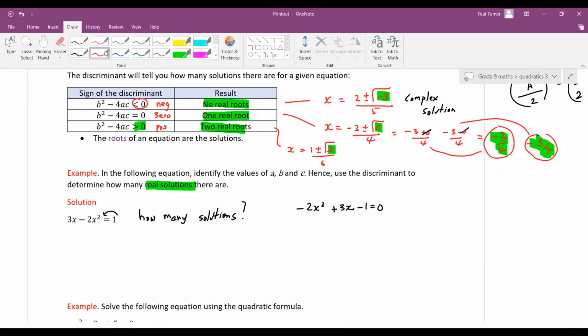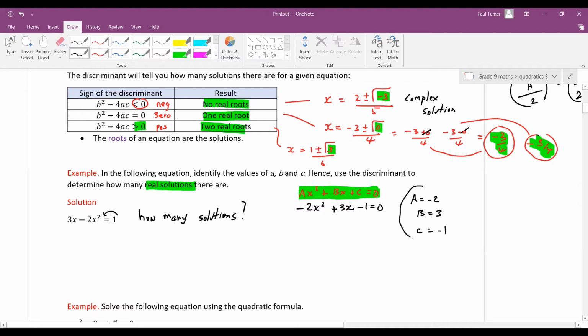It needs to be in the form ax squared plus bx plus c equals 0. So get it in that form first. Whenever you see a quadratic, you need to write it in this form, especially when you're doing this method and when you complete the square. We always need it looking like this first. So here you can see that A is -2, B is 3, C is -1.